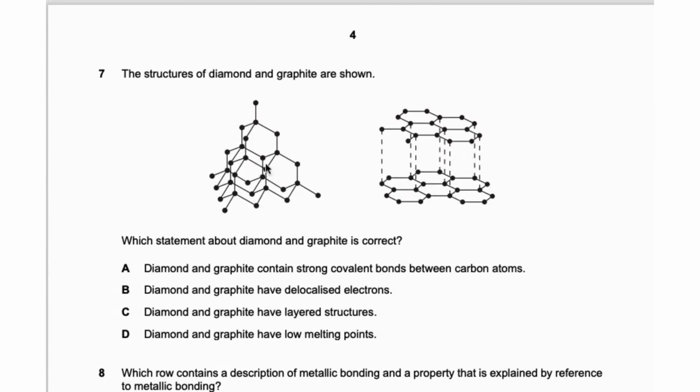7. The structures of diamond and graphite are shown. Which statement about diamond and graphite is correct? Diamond and graphite contain strong covalent bonds. This is diamond, and this is graphite.